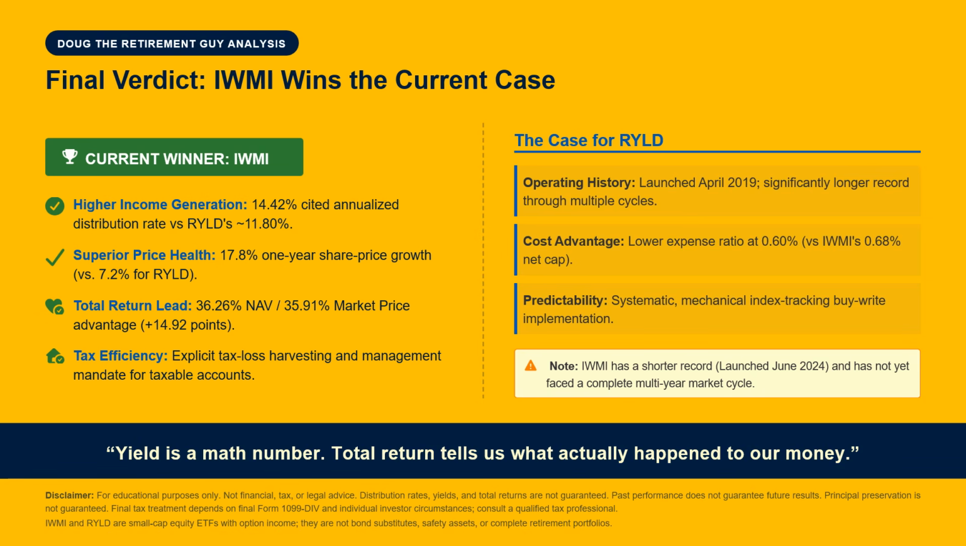Now, the case for RYLD: the long-term operating history definitely has some value to it. And the cost advantage, the lower expense ratio, if you're going to hold for long periods of time, that little edge, I got to give you something over there. And the predictability is the systematic mechanical index tracking, the buy-write implementation, probably an easier one to understand, to follow, and to flow with. But I just think even with the shorter time frame, I still got to lean towards IWMI as being the total package when it comes to the Russell 2000s.